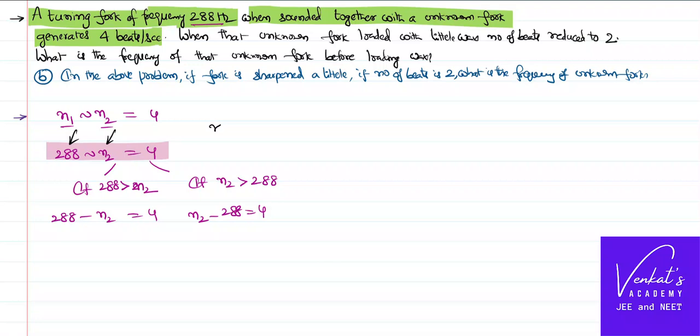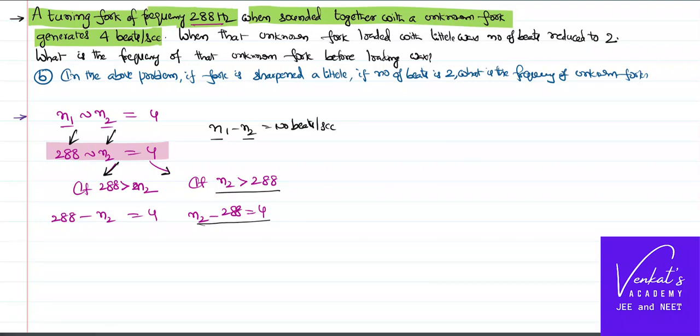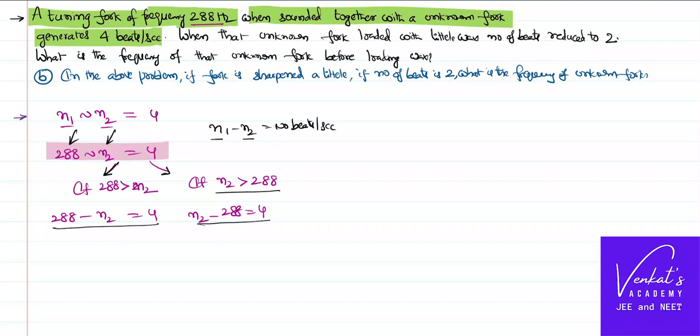Number of beats per second is N1 minus N2, so the higher value has to be taken as the first value, and N2 has to be the lower value. So there are two possibilities that occur here, right? Now, if N2 is larger, then I have to write this equation. So among these two equations, which is correct, I don't know. Based on that, our answer will change. To find out who is correct, he has given further conditions.